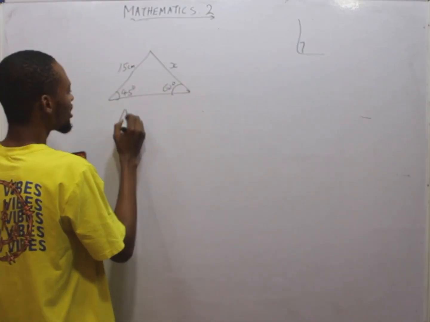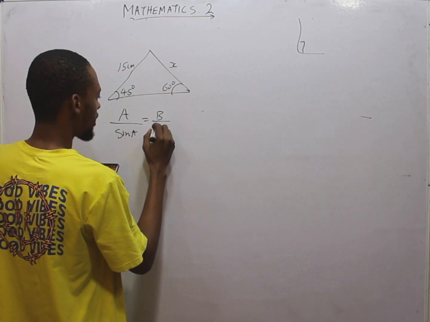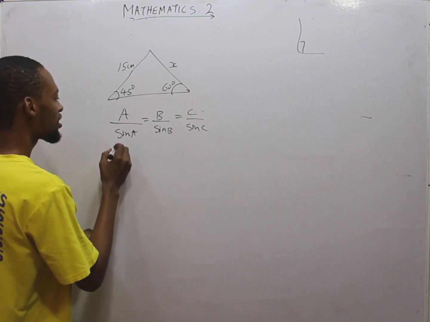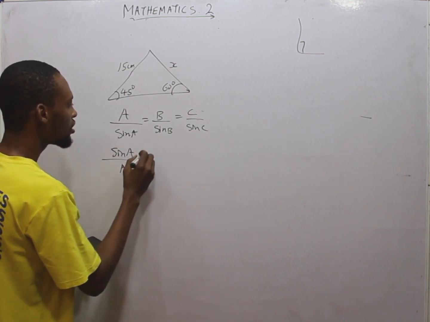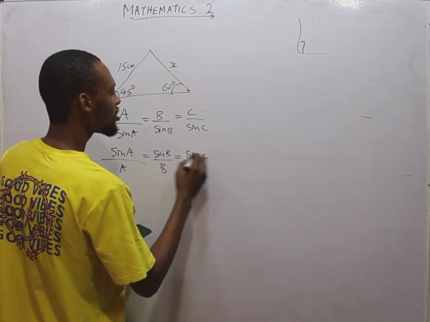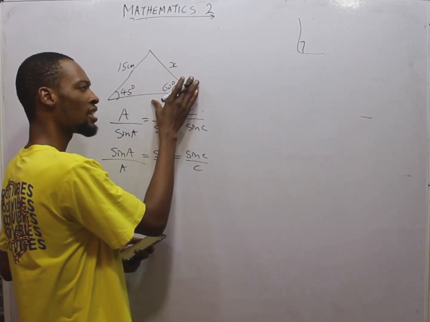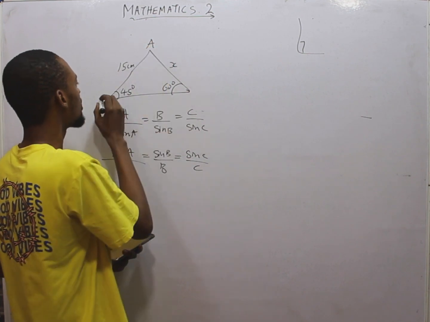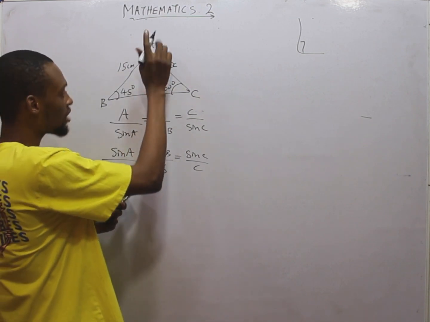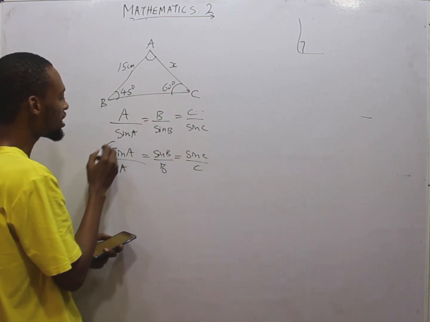Sine rule simply says that given a triangle, a over sine A is equal to b over sine B is equal to c over sine C, or sine A over a is equal to sine B over b is equal to sine C over c. Anyhow you look at it, it is the same. Now let us label the triangle. Let's call here A, here B, and here C. If here is A, it means the angle here is not given and the side is not given, which means we cannot use the A part.